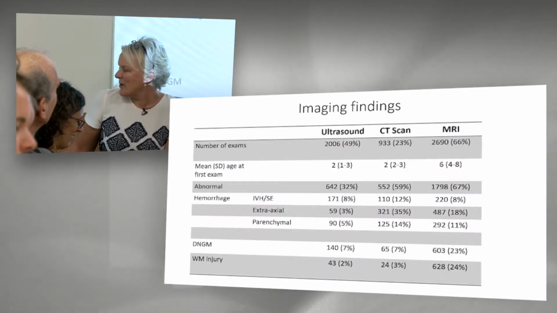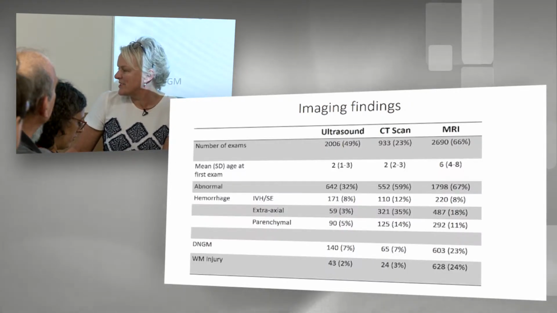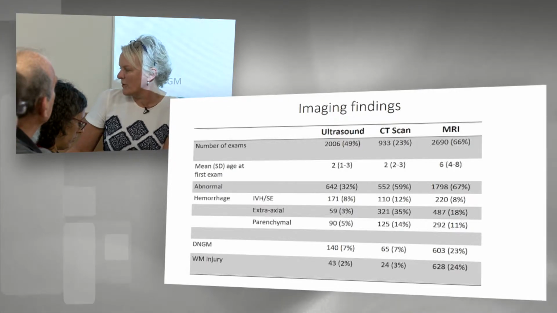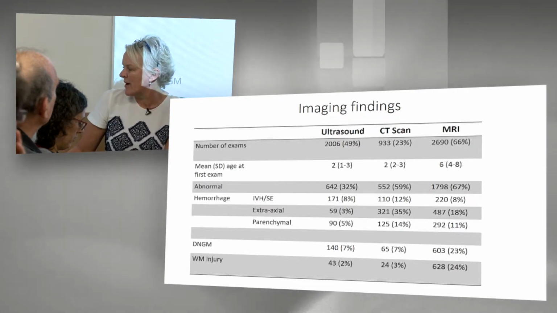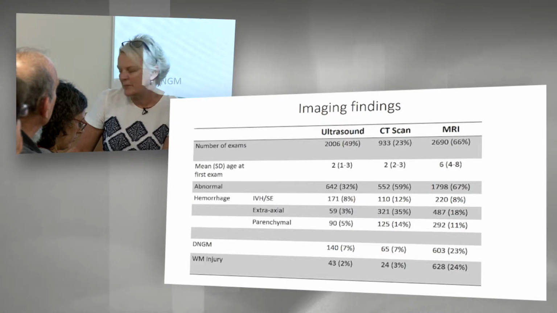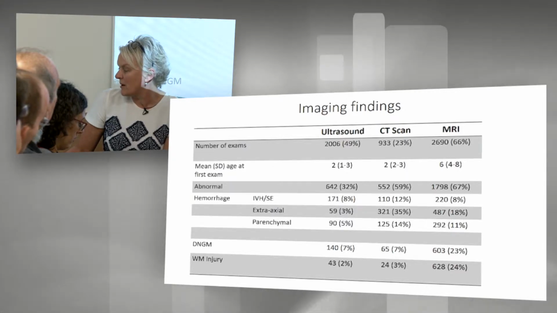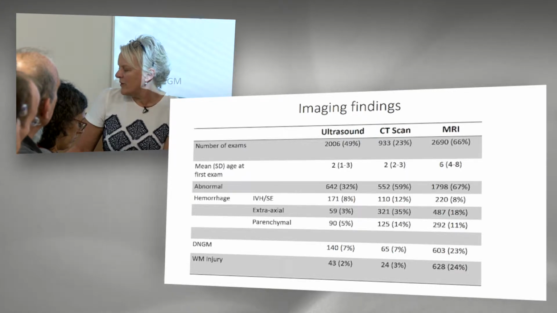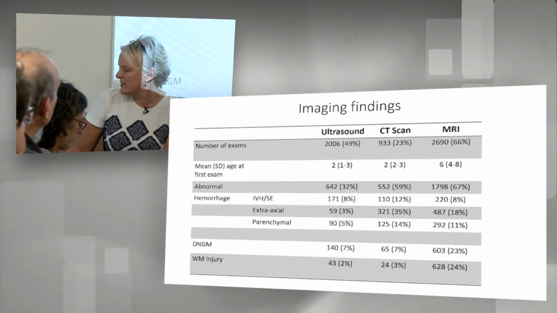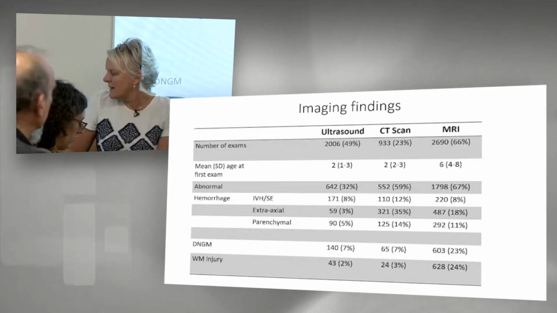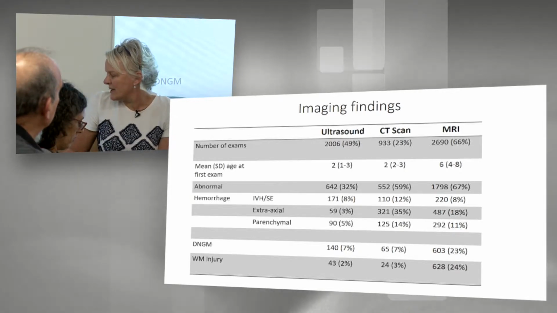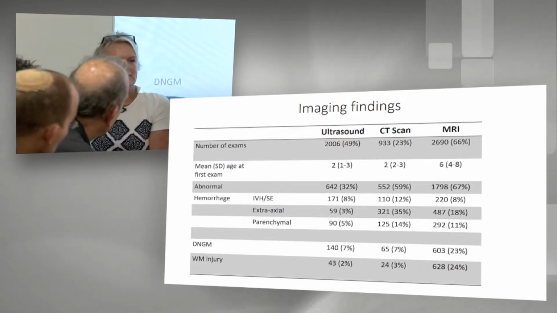But what happened to the ones who did get imaged? So half of them got an ultrasound, a quarter of them got a CT, and 2/3 of them got an MRI. And you can see the MRI tended to be later than the ultrasound or the CT. Abnormalities were very common, but in the CT, a lot of it was related to blood. And then you can see that when it comes to the important lesions, the deep grey matter, things like that were much more readily picked up on MRI than they were on ultrasound or CT.